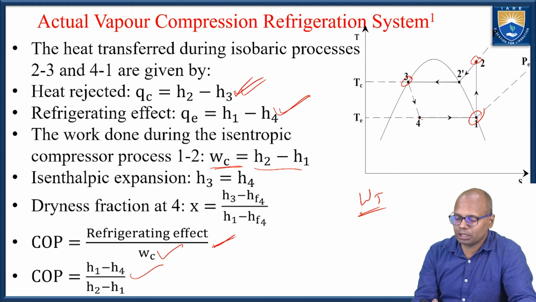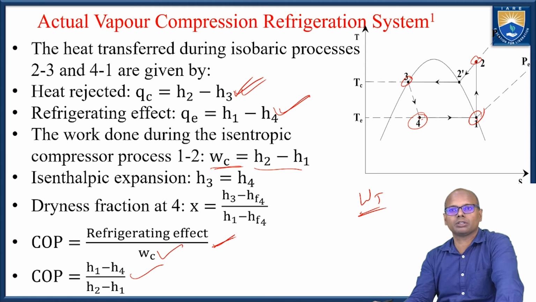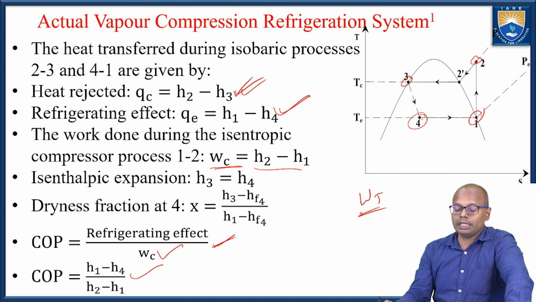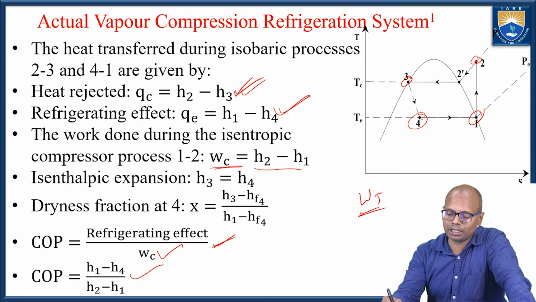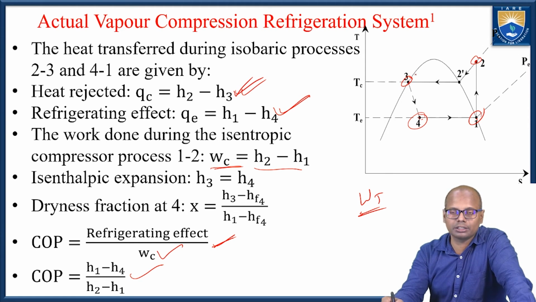Now in problems, what we'll need to find is what is H4. Okay, H4, what is the dryness fraction at H4? Sometimes they will ask in the question. Now in the expansion process, what we are taking is H3 is equal to H4. H3 is equal to H4. H3 is on the saturation line, so it is easy to find.